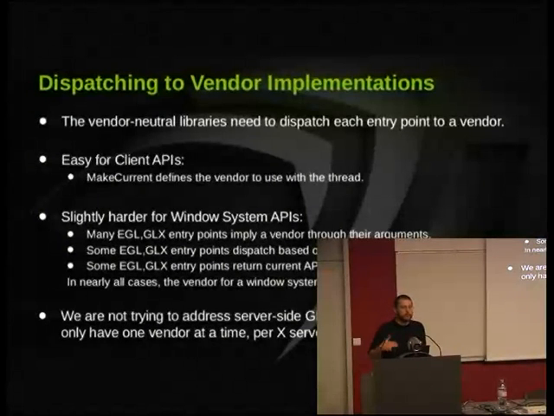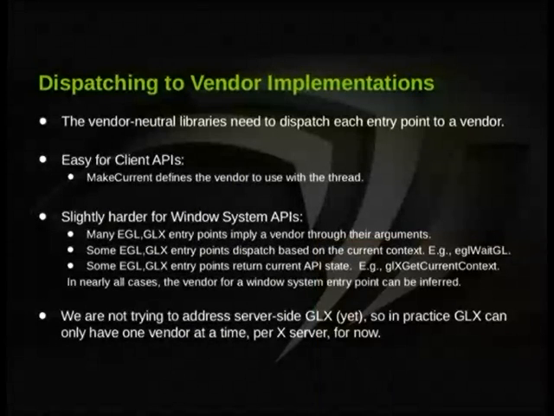The interesting problem with this is how to actually do the dispatching and how to figure out which vendor implementation to dispatch to. That's pretty easy for the client APIs. Once you've made current, you've got a context, you know what you're talking to, and so everything is thread local, we know which vendor. At make current time, you plug in your dispatch table, and the vendor in question is easy in that case. It's harder for the window system APIs. Most of the window system APIs fall into one of several categories.